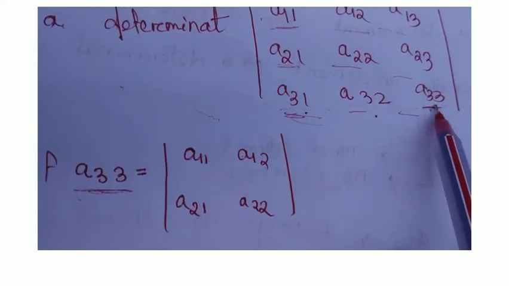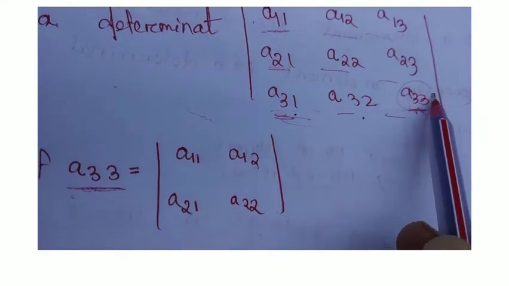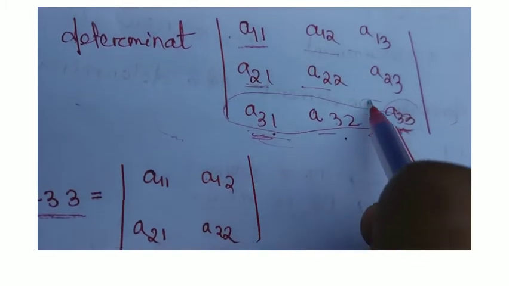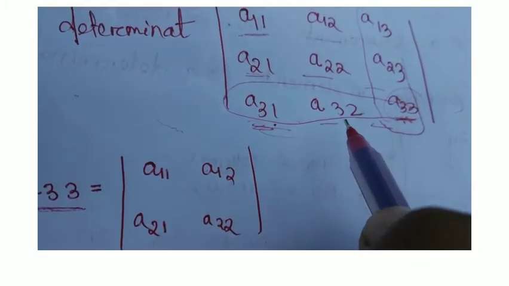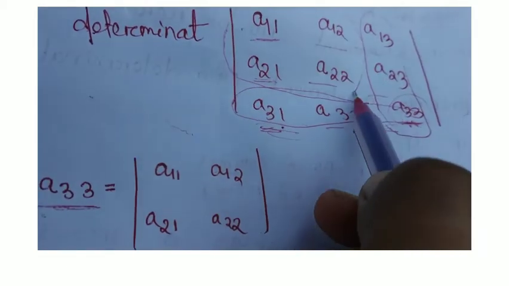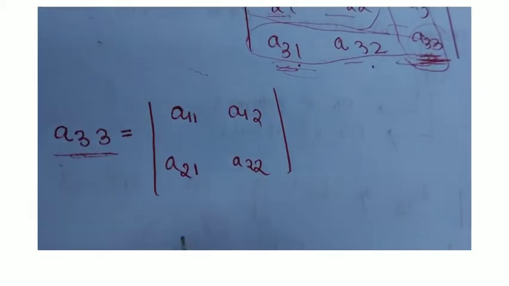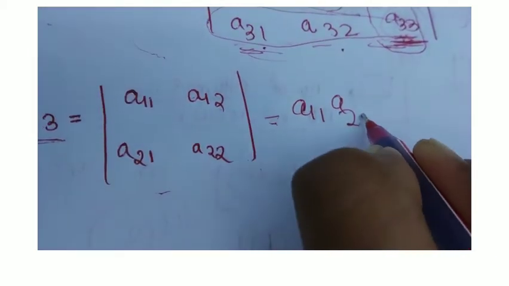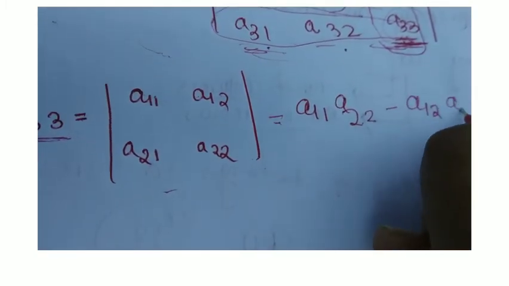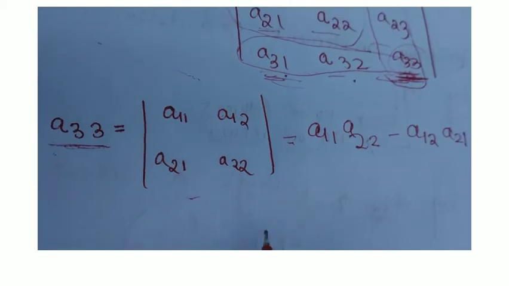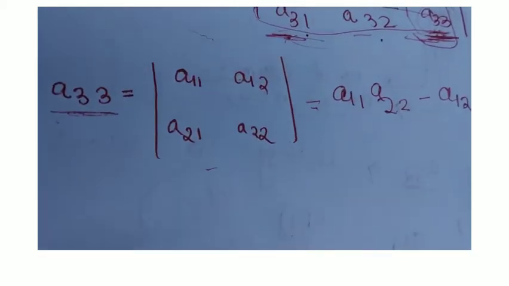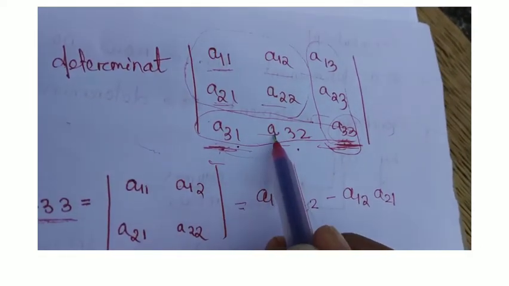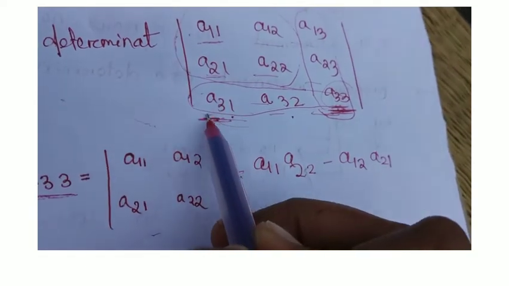To find the minor of an element, we have to delete this row and this column, and this is the minor of the element a33, which is equal to a11 a22 minus a12 a21. Similarly, we have to find the minor of each element, then we can find the minor of the whole determinant.